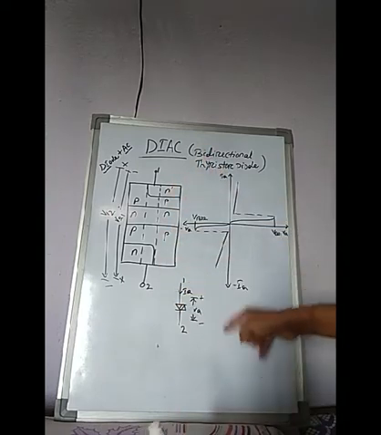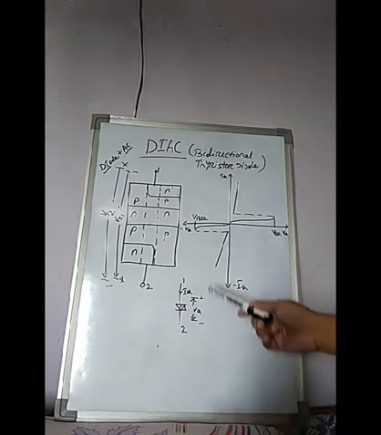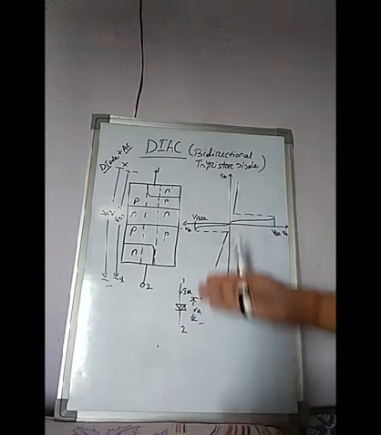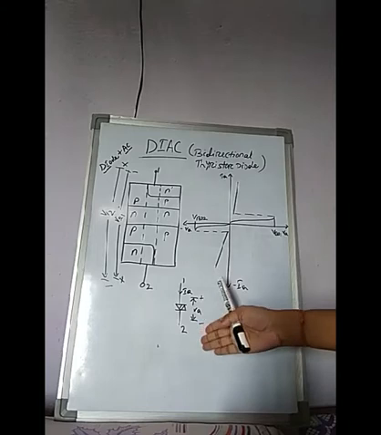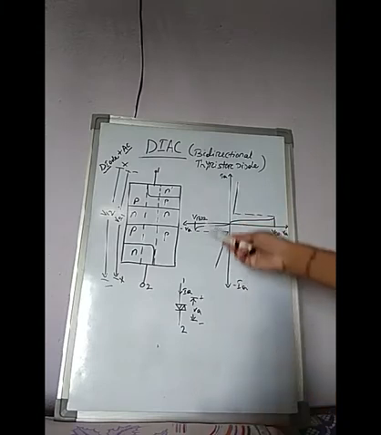This is the symbolic representation of the diac. This symbol represents that it has 2 diodes connected in an anti-parallel way. Okay, 2 diodes connected in an anti-parallel structure form the diac symbol. Okay, so here this is the VI characteristics for the diac.